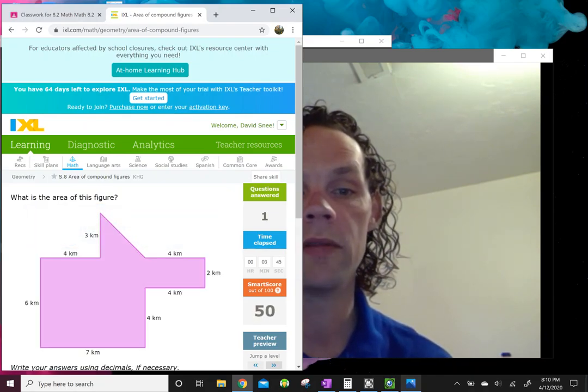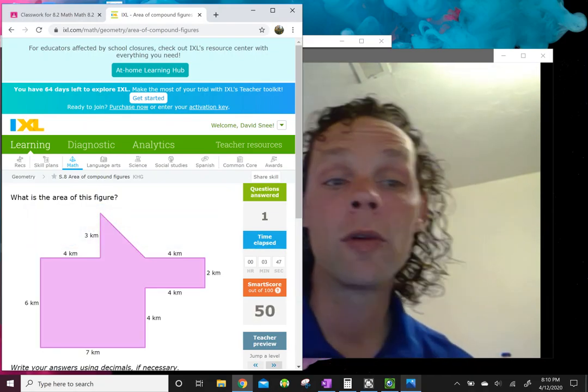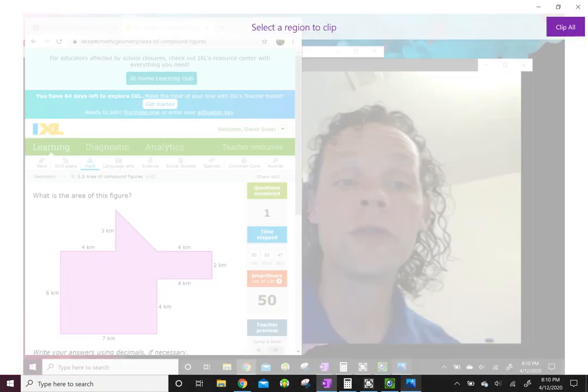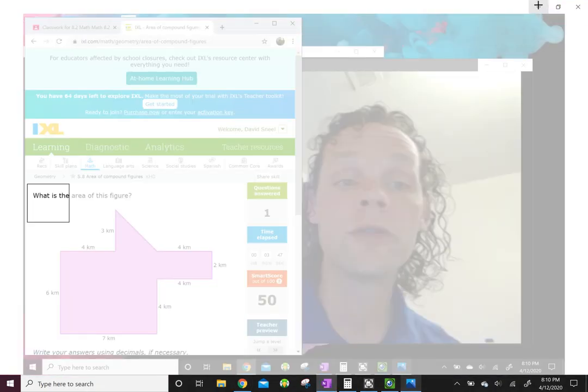Okay, I'm going to skip a level and see if we get some other shapes. So now we're asked to find the area of this figure. And this figure, let's see here.